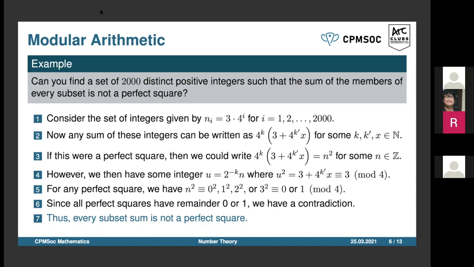Ethan, how would you summarize maybe the reason that 3 times 4 to the i is a good choice for this set?